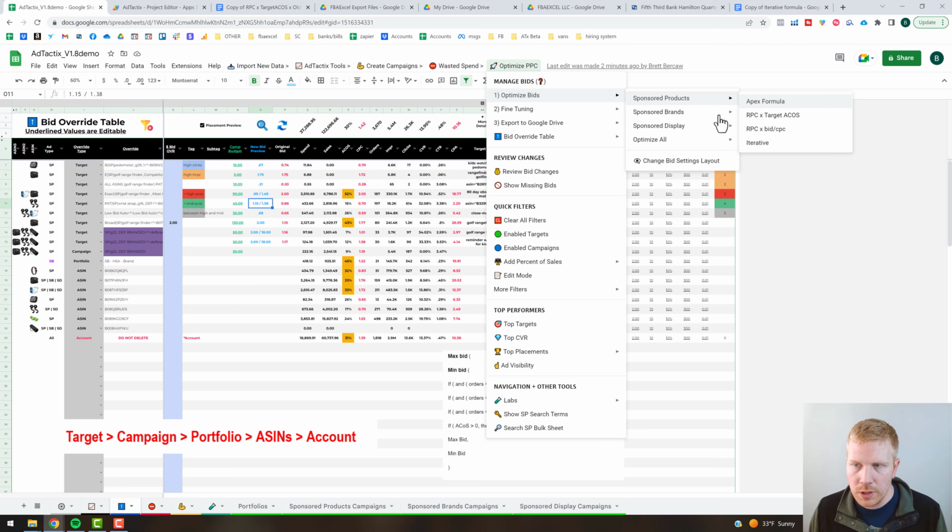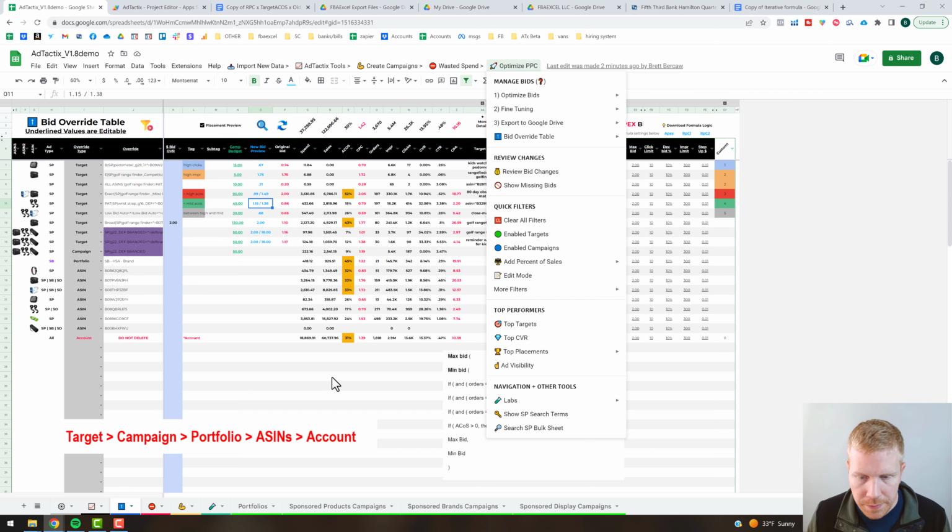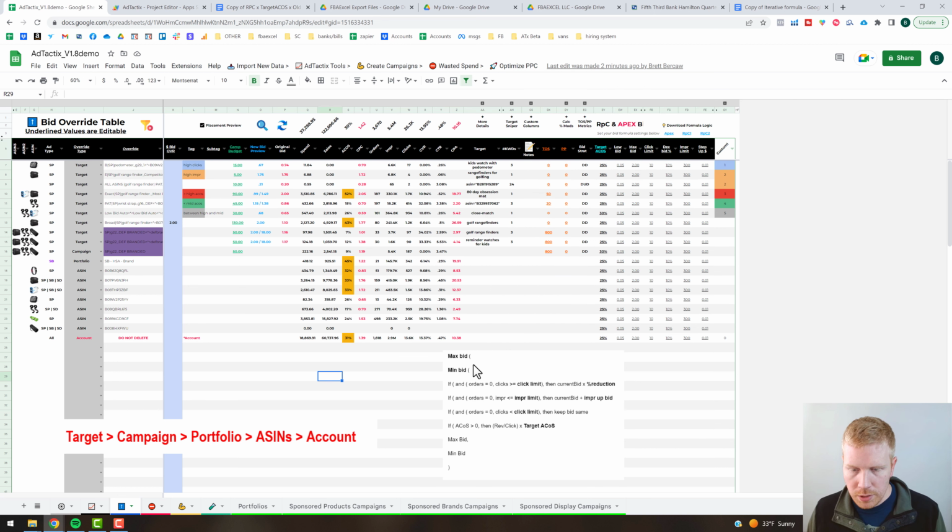Literally all you do, once you have the bid input settings on the bid override table specified, is click the algorithm you want to use, and then it adjusts your bids for you. All right, so that is the revenue per click times target ACoS.